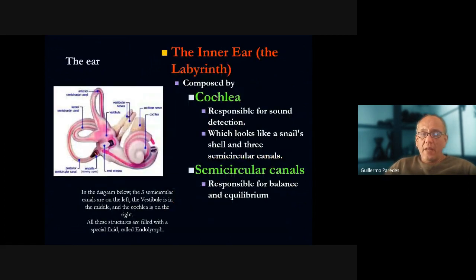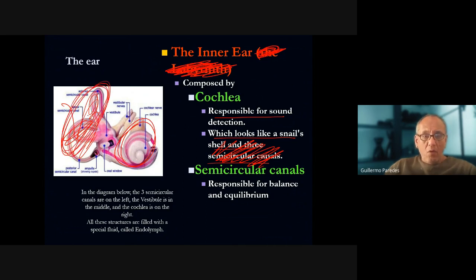The labyrinth composes the inner ear. So let's talk about the labyrinth. I need to make it clear here. This is called the labyrinth, or semicircular canals. That is the labyrinthic channels or the semicircular canals. It's the same. The inner ear is composed of the cochlea, responsible for sound detection, which looks like a snail shell, and the semicircular canals. No, semicircular canals are part of the labyrinth. So this is the cochlea, 1; the semicircular or labyrinthic canals, 3; and the vestibule. Semicircular canals are responsible for balance and equilibrium, as we mentioned.